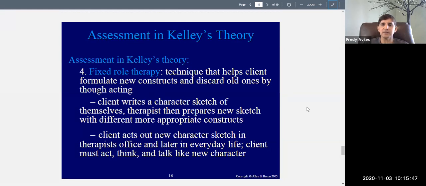So they can engage in what's called fixed role therapy, where the client, the person who is maladjusted, writes a character sketch of themselves, a script for themselves, as if they're part of a play. But the therapist then helps them write a new sketch, a new script, with more appropriate constructs, that they can then try to follow, to develop new constructs, develop new ways of thinking.